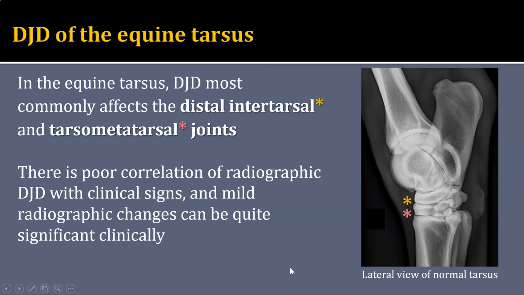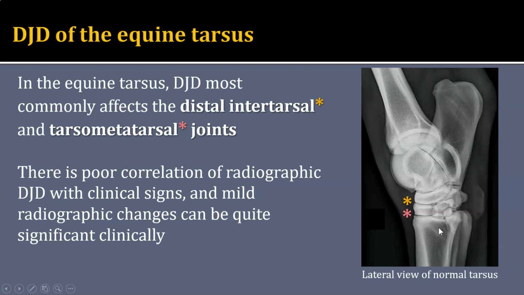This is important for you to remember. In the equine tarsus, degenerative joint disease most commonly affects the distal intertarsal and the tarsometatarsal joints. And why it's important to remember this is that when you start evaluating the tarsus for the cause of lameness, if you remember the types of diseases that can cause the lameness and then where to look for them, it will benefit you when you make diagnoses.